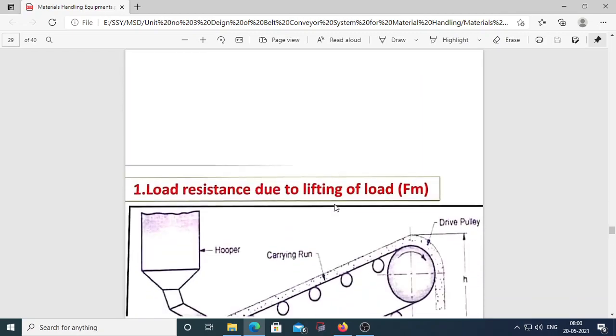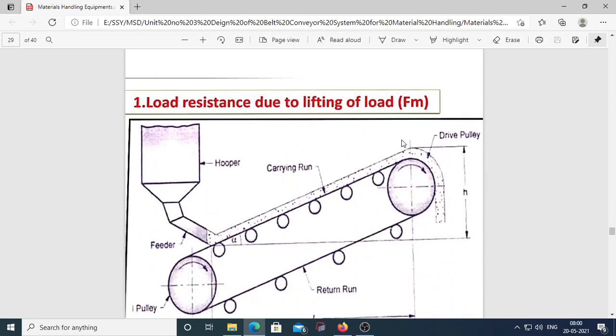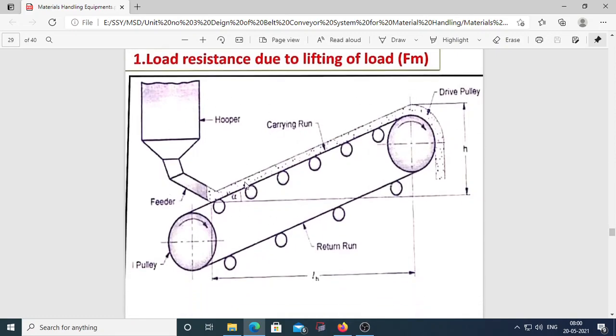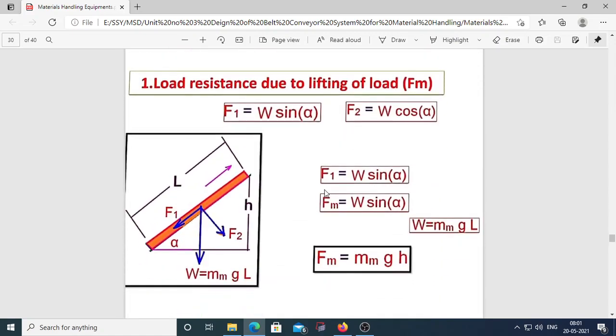First is the load resistance due to the lifting of the load. This is denoted by FM. Guys, see this figure. We have already explained each and everything. Then how to calculate the load resistance due to the lifting of the load? It is the resistance due to the lifting of the material against gravity.